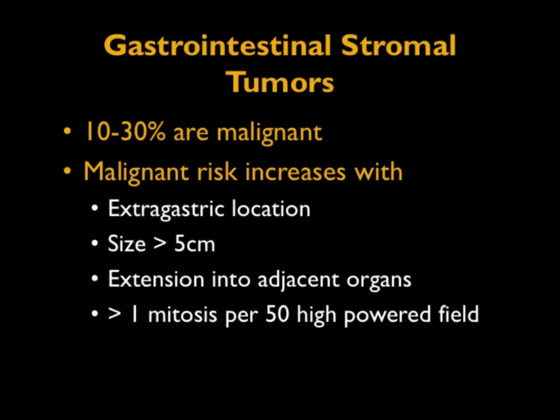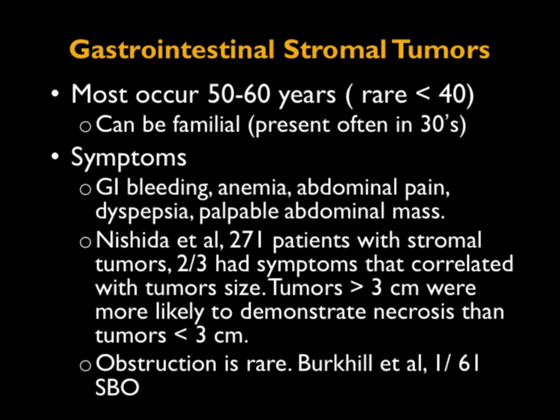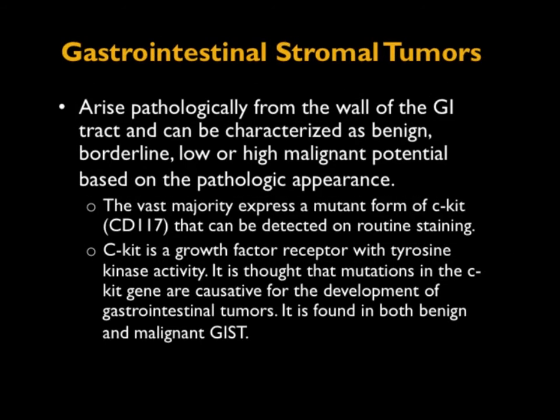Up to a third of them are malignant, and the typical description, most of them, 70% will be in the stomach. Their malignancy is related to size and, on pathology, mitosis per high-powered field. Occasionally, they can be familial, but usually they're incidental, isolated occurrences. Symptoms range from GI bleeding to palpable mass. Again, size, we do tend to see them smaller now, but we do see large masses as well. Obstruction is reported to be rare, and GI bleeding is probably going to be more common. We talk about them as benign, borderline, or having low or high malignant potential.